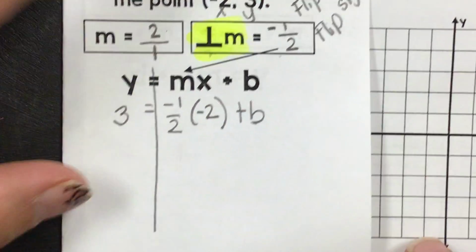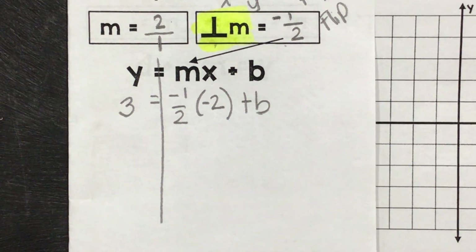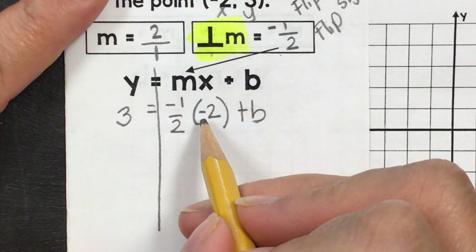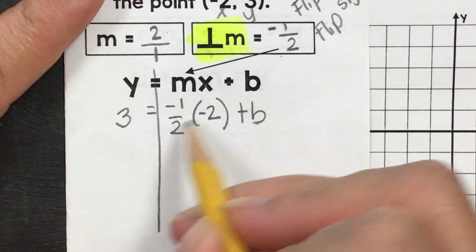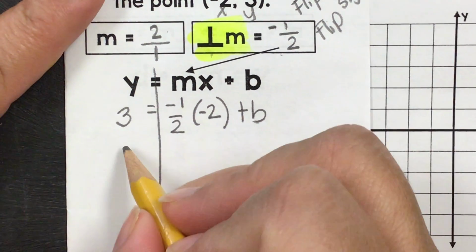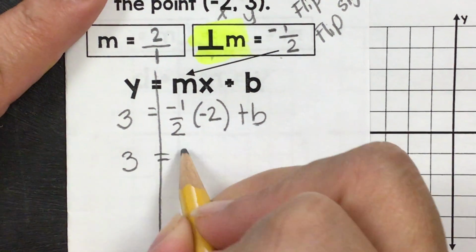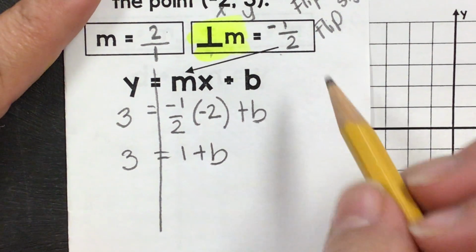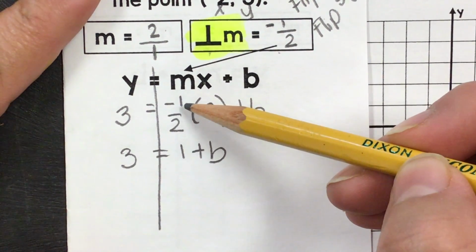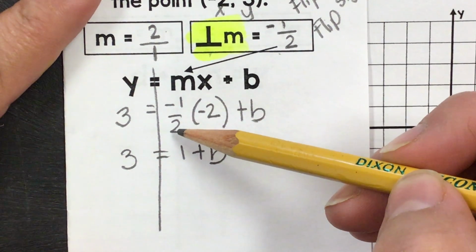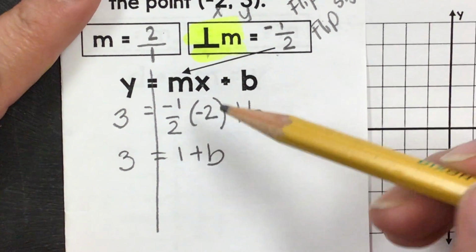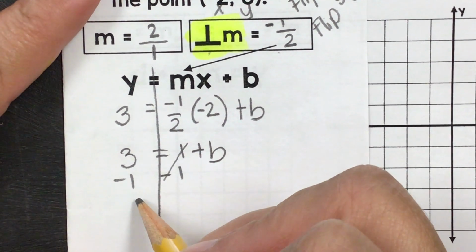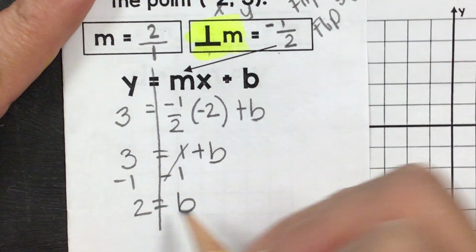Now we have to solve for b. Negative times a negative cancels out. 2 divided by 2 cancels out, so we're left with 1. So 3 is equal to 1 plus b. If you're not sure how to do that, you can do it in the calculator. Hit negative 1 divided by 2, hit enter, and then multiply by negative 2. We're going to subtract 1 from both sides. 2 is equal to b.